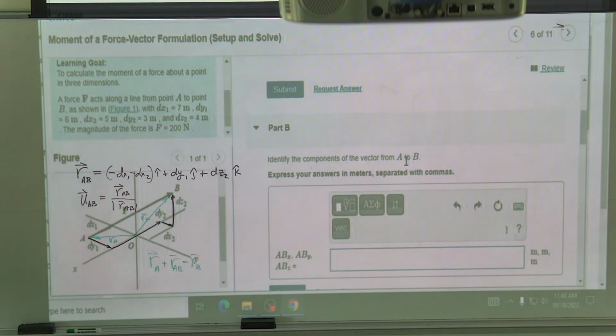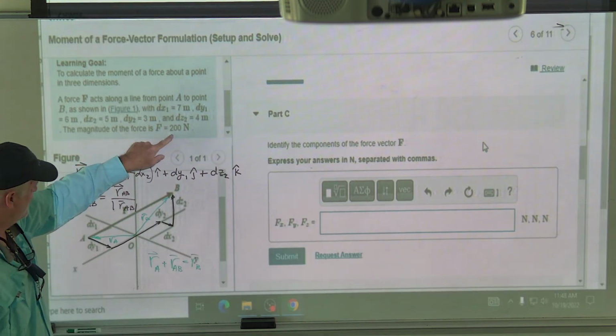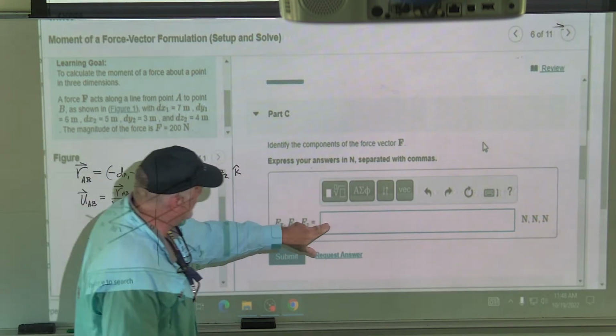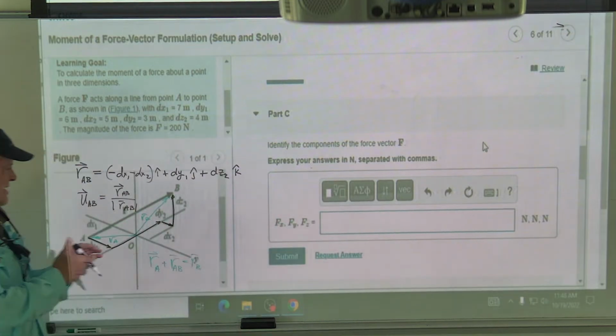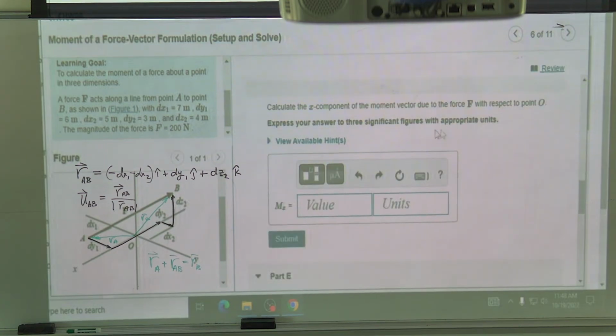Then the next thing he's probably going to want you to do, find the normal. Oh, okay, he doesn't want you to find the normal, but you have to find the normal and multiply it times 200 or whatever number you have. And that'll give you your components. Now, does he ask for a moment anywhere? Calculate the x component of the moment vector due to force with respect to point O.